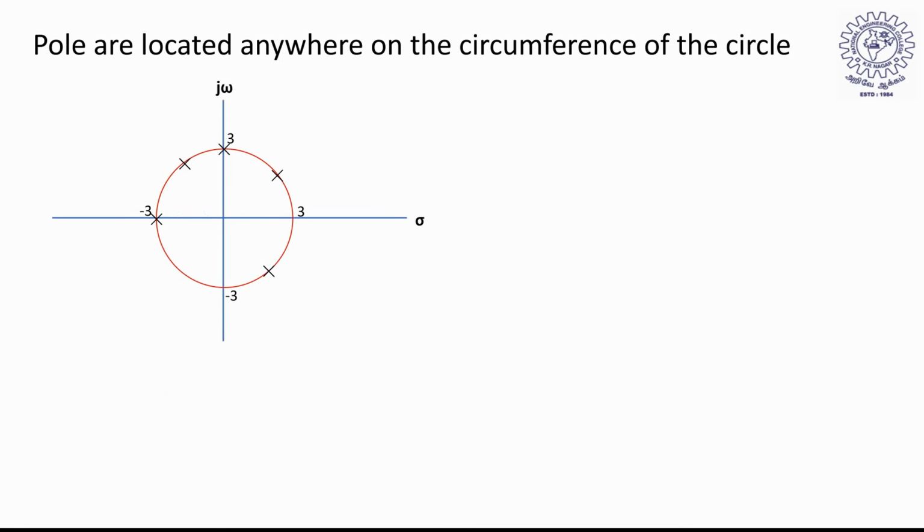So here we can consider the poles are located on the circumference of a circle. Okay, so here poles are located at different places. So what is the observation? For all the locations, the distance between the pole and origin remains the same. So from that what you understand is that omega n is the same. That is the observation from this pole pattern.